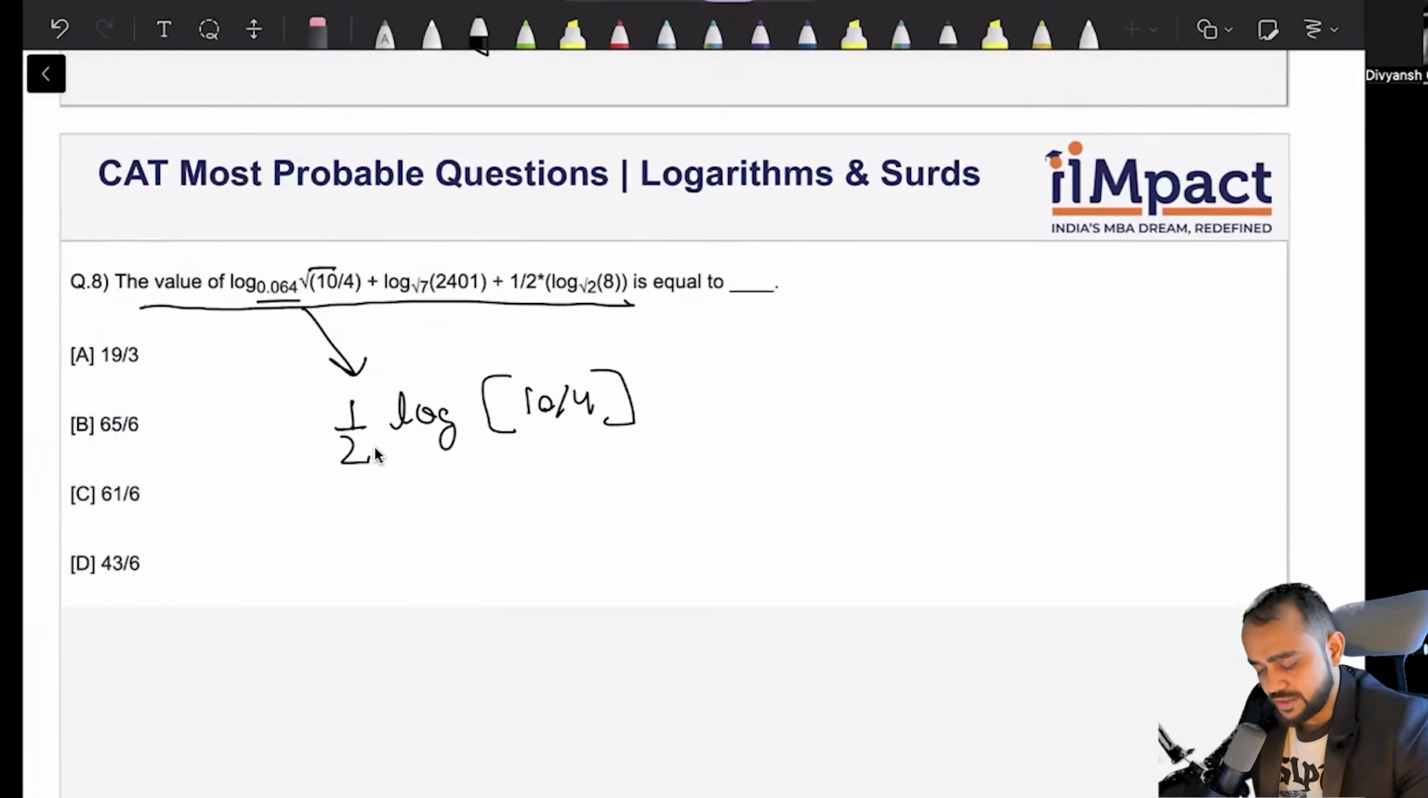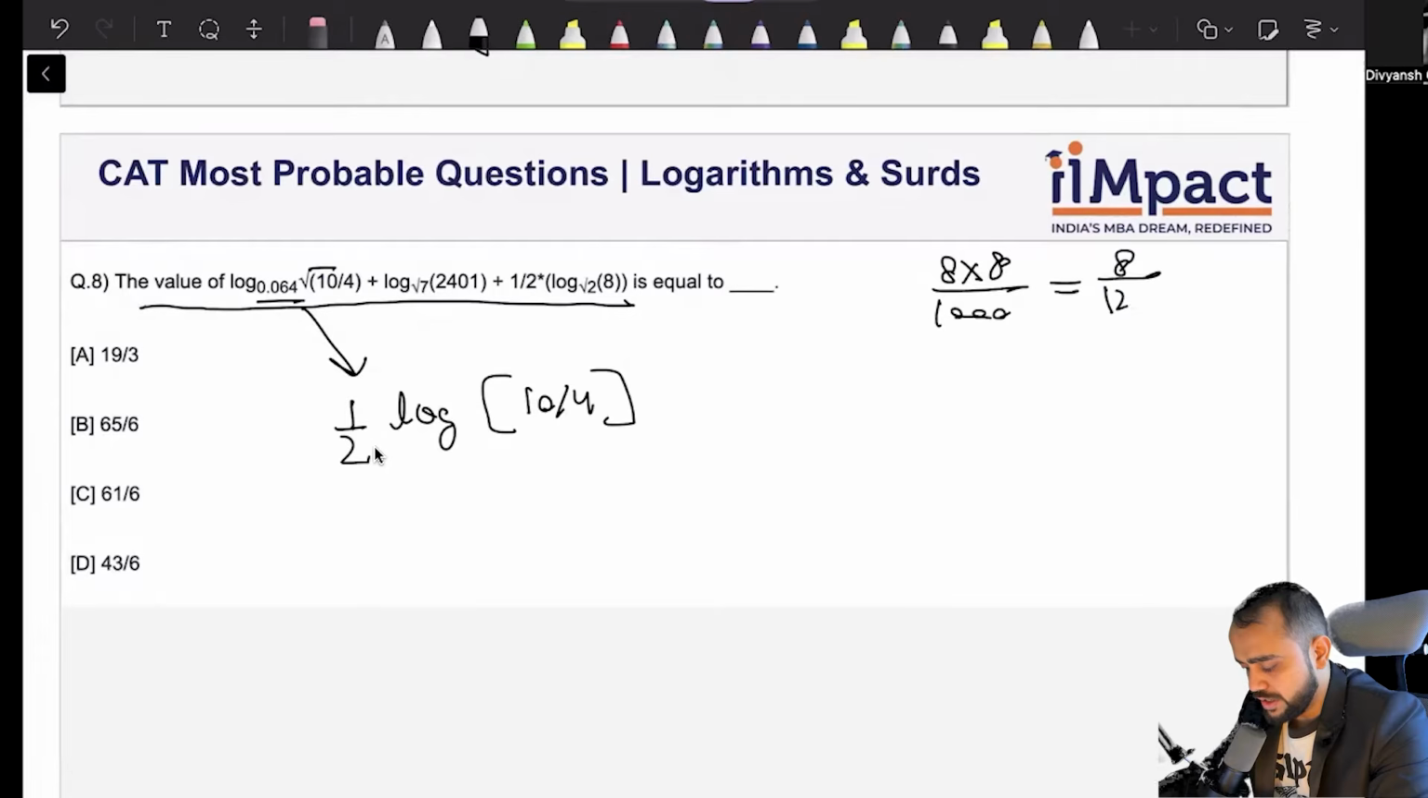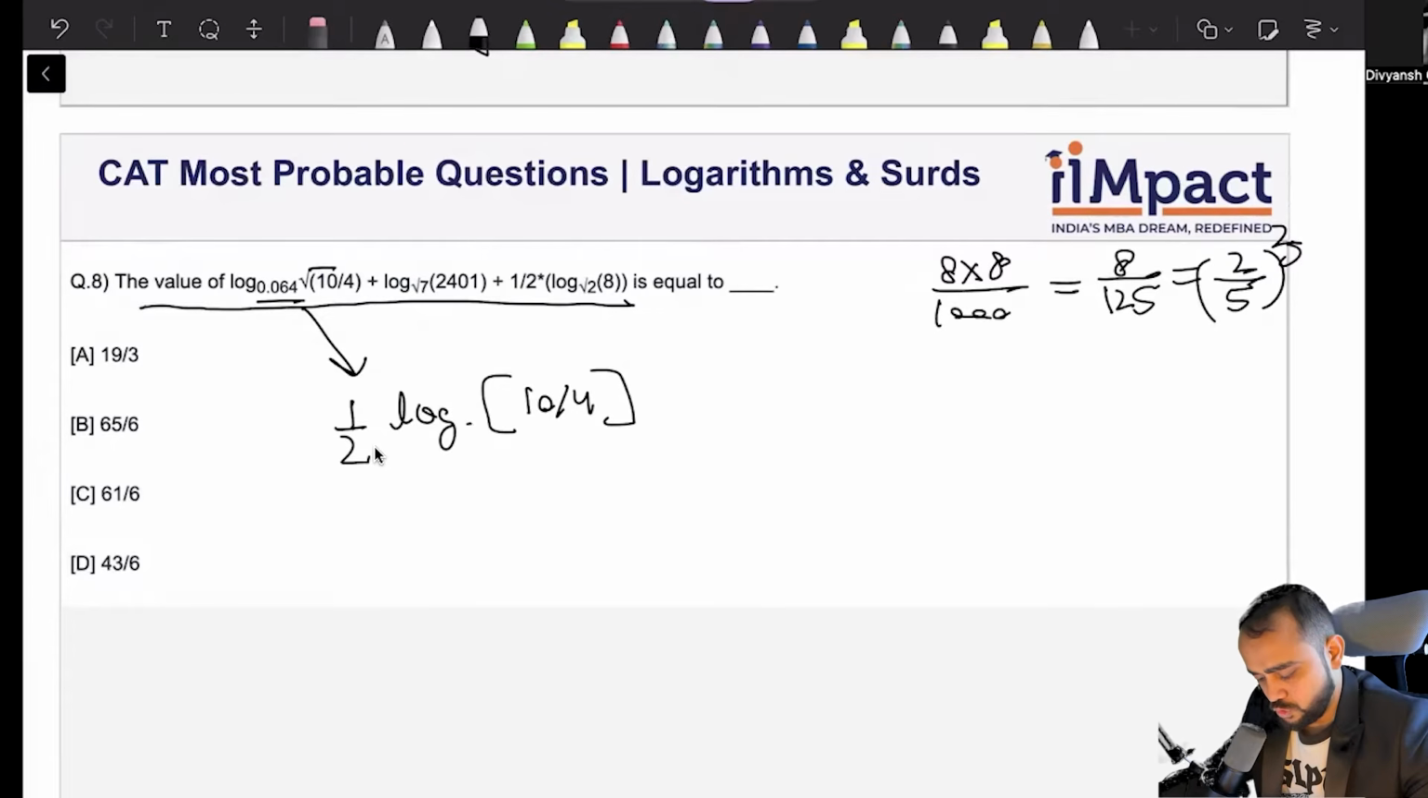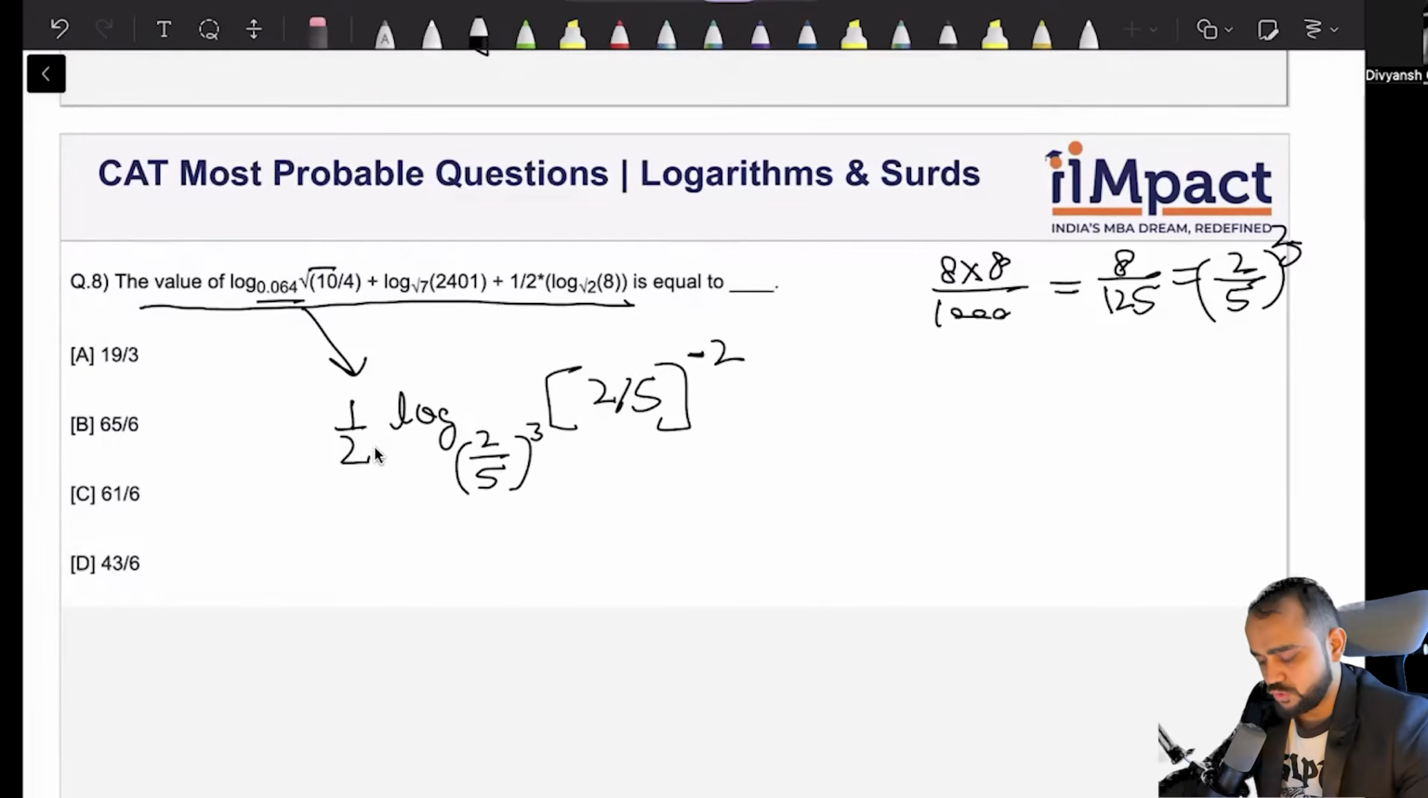to the base 0.064, which is 8 into 8 by 1000, which is 8 by 125, which is 2 by 5 whole cube. Let me write this in a neater way. 2 by 5 whole cube, and the inside is actually 2 by 5 raised to the power minus 2, because you have 10 by 4 which is 5 by 2.